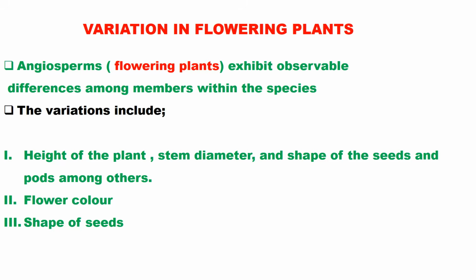So we talk also of variation in angiosperms or in plants. When you talk of angiosperms, these are just flowering plants, and they also exhibit observable differences among them within the species. Species means plants of the same type. One of the observable characteristics here is the height. You find that some plants are tall, some are short, but we are talking about plants that produce flowers. Aside from height can be the stem diameter. Others have large girth, others have smaller girth, even in terms of stem size.